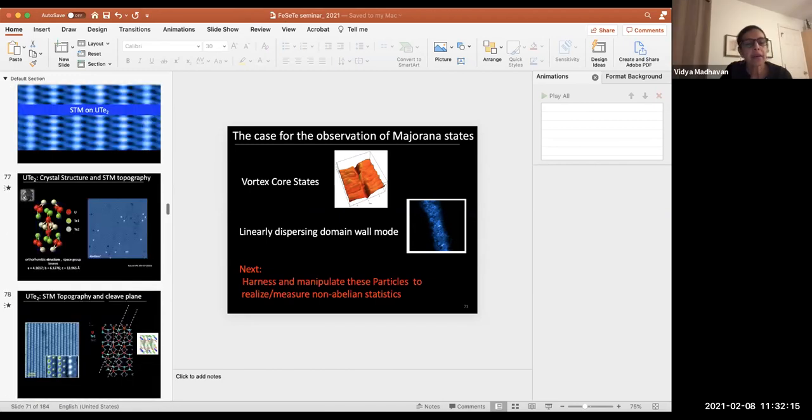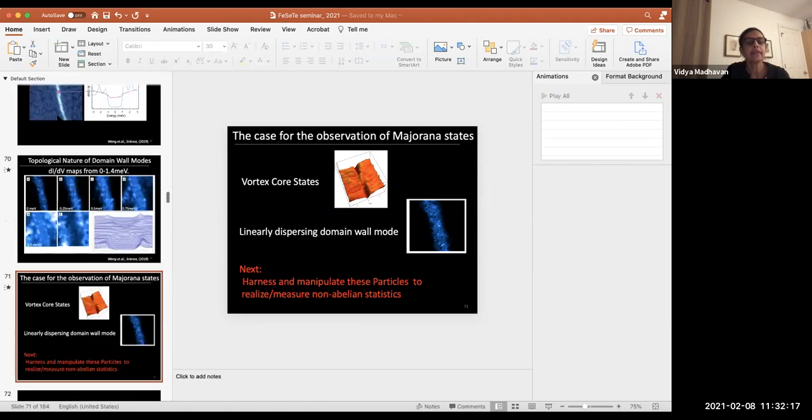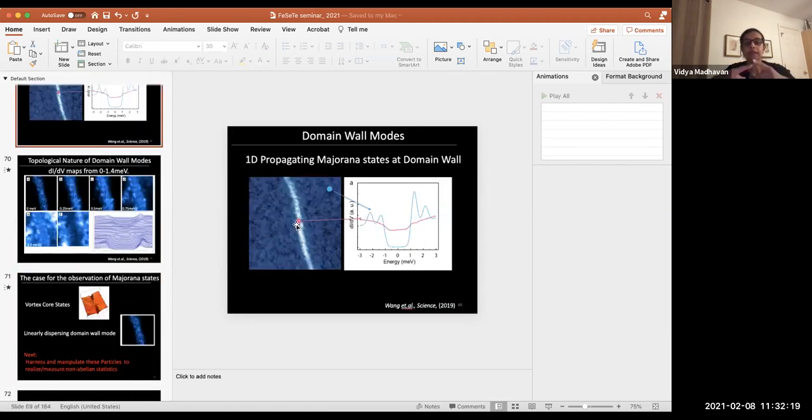I don't have it here, but one thing we did find is that these domain walls actually sometimes branch out. And what we find is that if you find an intersection of these domain walls, then at the intersection we see actual zero bias peaks in the density of states. There's no theory that I know that shows that you should see bound states at the intersections, but that's what we find in our experiments. So that's an interesting observation.